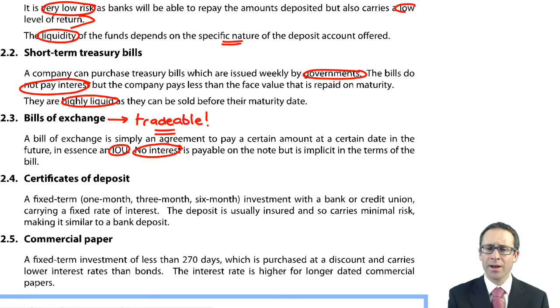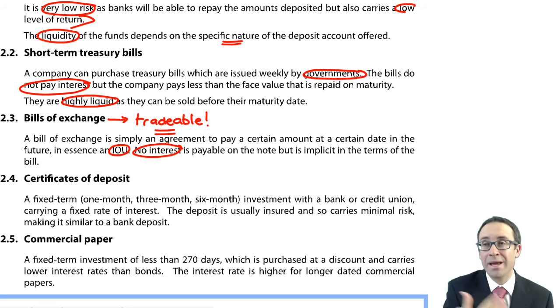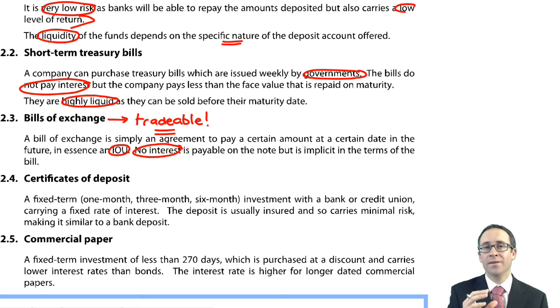But again, a little bit like your treasury bills, the interest is implied in the terms of the bill. A bit like debt factoring, but in reverse. I'm essentially being the debt factor, aren't I? When I advance the funds to company X, I give them a little bit less than what I expect to receive from company Y.